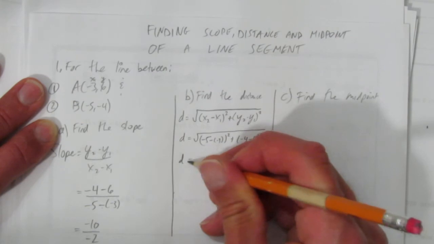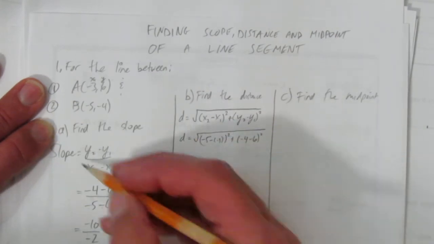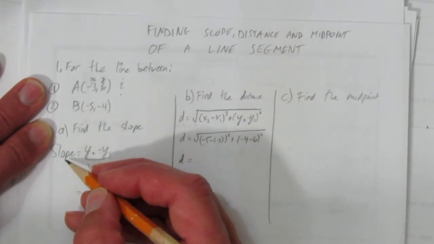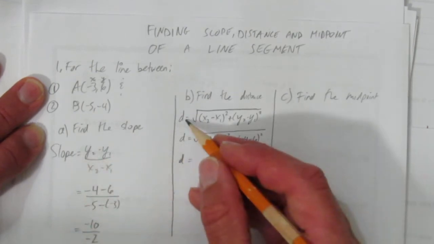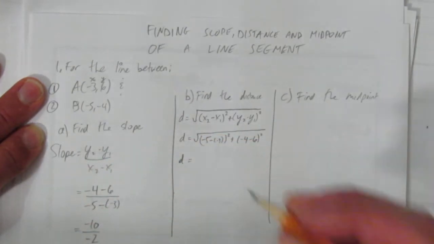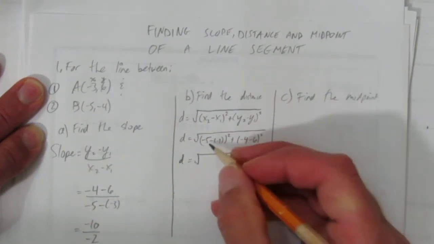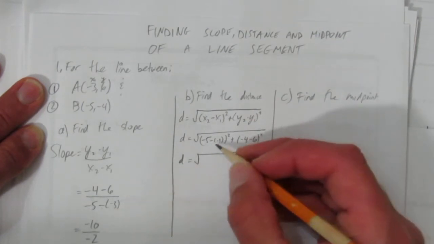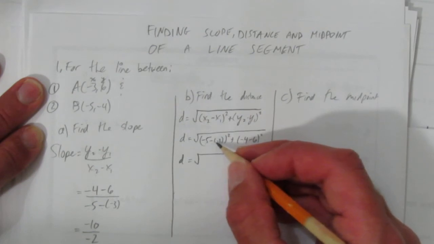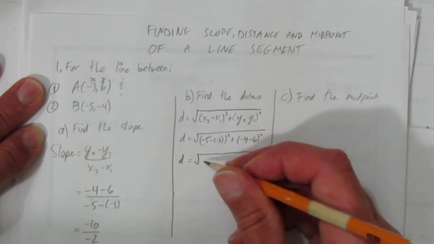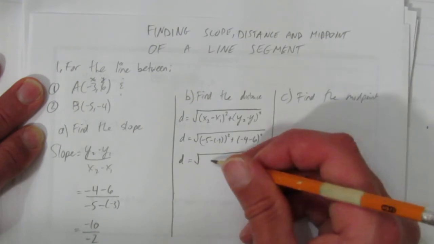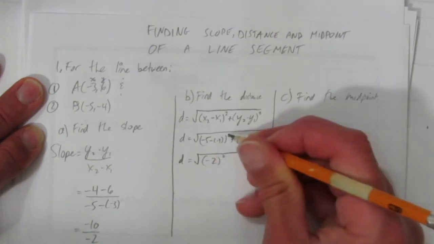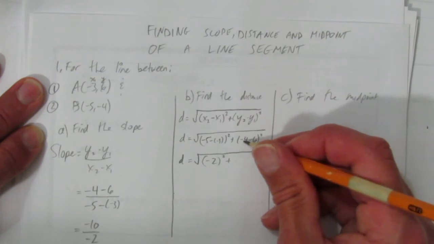And notice I'm writing the D every time. You don't have to write it every time. I didn't here, but you have to write it the first time. You absolutely have to write it the first time. After that, it's optional. I've got the square root of -5 minus -3. I already know what this is, I did it over here. A minus a minus is a plus. And so in this bracket, I get the same result as before, -2, but this time squared, plus -4 minus 6 is -10 squared.